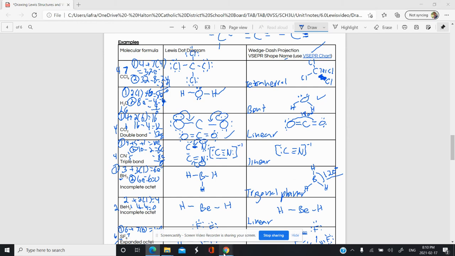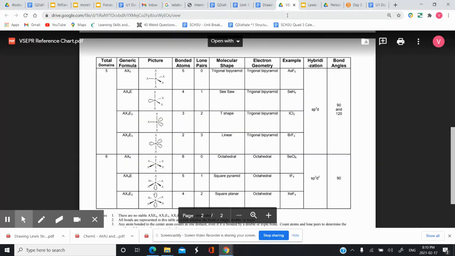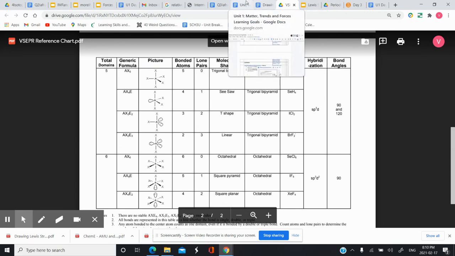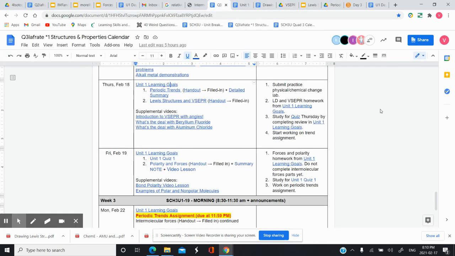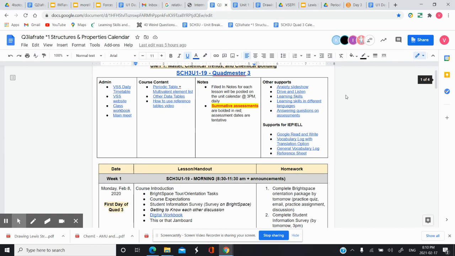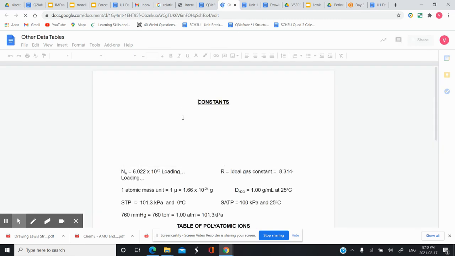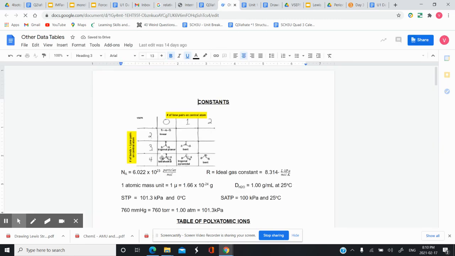And for the simple one, you can find it in your notes. And you can also find it in our unit calendar over here under the data tables that are provided to you. So we have other data tables here. And when you go in there, you'll see the VSEPR chart, and you're allowed to use that on assessments to come up with the shapes.